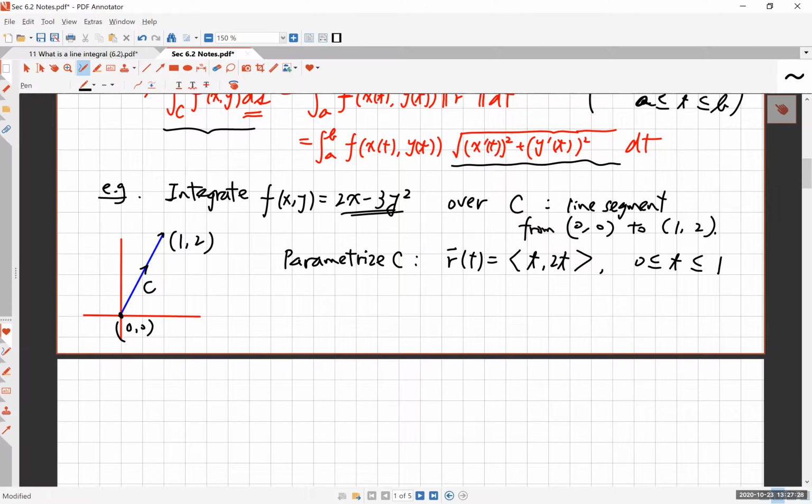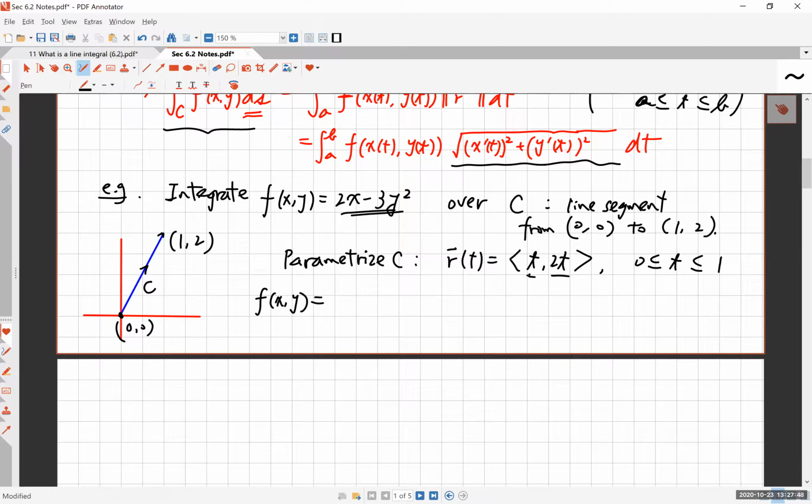As t goes from 0 to 1, the points on this parameterized curve go from (0, 0) to (1, 2). And that's exactly the line segment I need. So that is my parameterization. Let's write f(x, y) as a function of t.